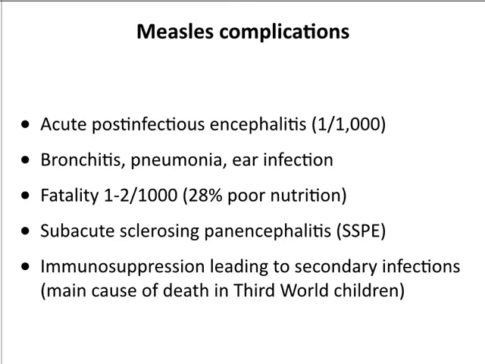Some complications, as I mentioned: encephalitis, 1 in 1,000 infections, so that's pretty frequent. So you don't want to have measles, because 1 in 1,000 is quite a risk. Bronchitis, pneumonia, ear infections can result. Fatality, 1 to 2 in 1,000. That's a lot. And if you have poor nutrition, it goes even higher. SSPE, the long-term neurological sequelae. And of course, this virus causes immunosuppression. As we talked about last time, it replicates in immune cells, and that's the main cause of death in third world children who get infected with other agents, other viruses, and other bacteria.